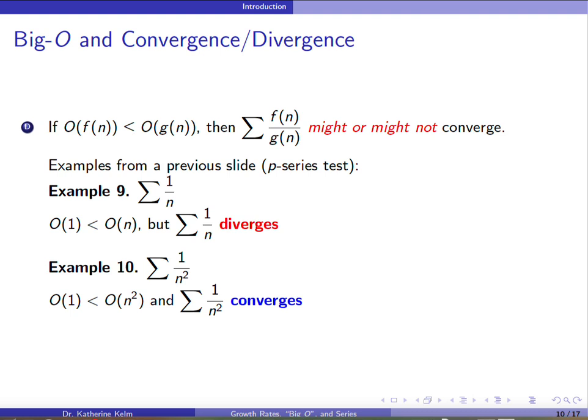So we can see that n squared grows fast enough compared to 1 that the series 1 over n squared converges. But n itself does not grow fast enough compared to 1 for the series 1 over n to converge. The series 1 over n diverges.